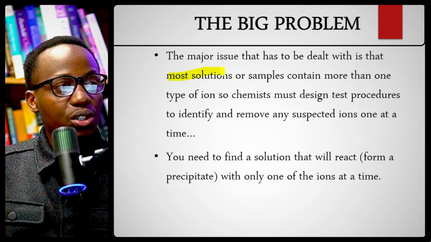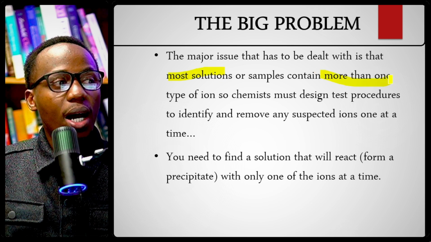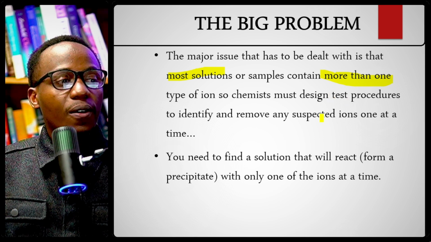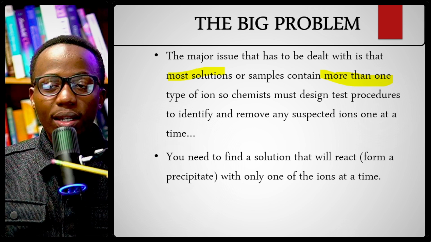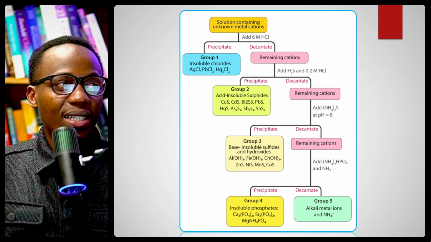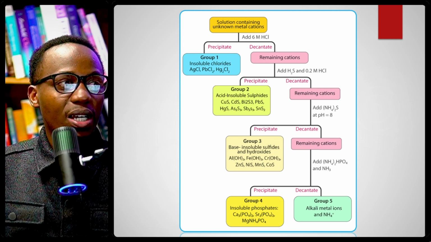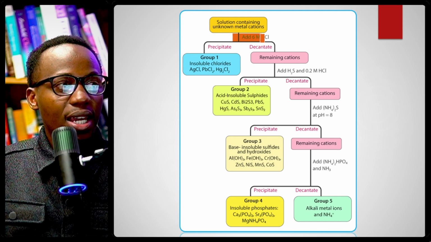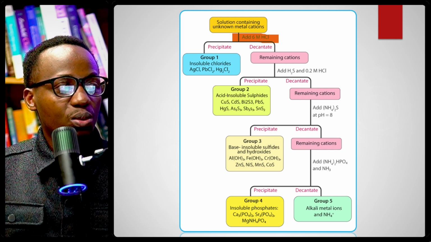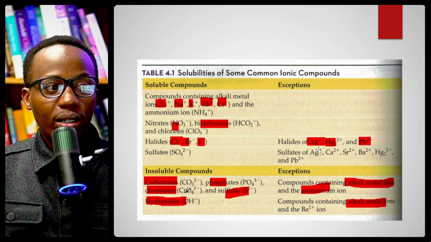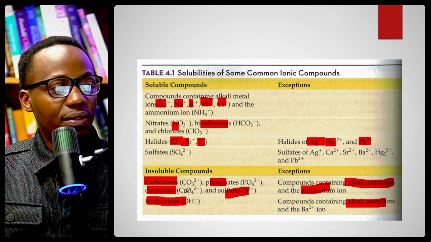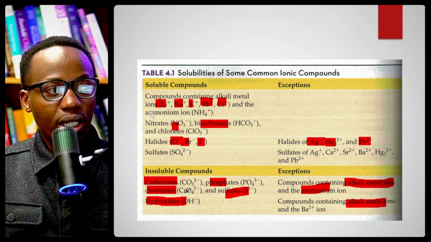Most solutions will contain more than one type of ion, right? So instead of just doing one qualitative analysis, you do a series of qualitative analysis experiments. You'll be like, oh, okay, let me add HCl, for example. Why do we want to add HCl? Because we already saw from these rules that chloride will precipitate these groups and leave the others alone. For example, it will leave these alone.